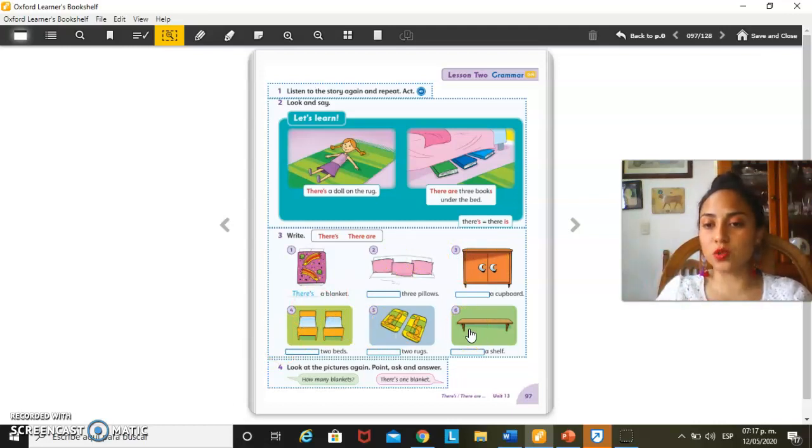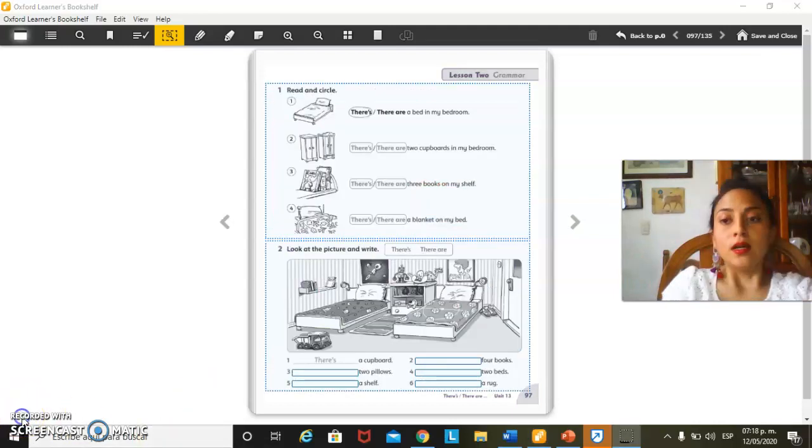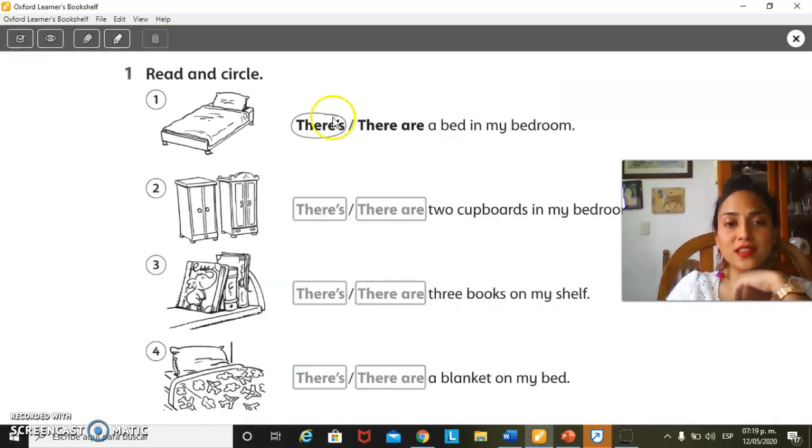When you finish, close your class book and open your workbook in page 97. Remember to write the short date here on the top. And pay attention. You are going to read the sentences and choose the correct answer, ¿ok? Lee las oraciones en voz alta para que practiques tu lectura y circulas la respuesta correcta, ¿ok?